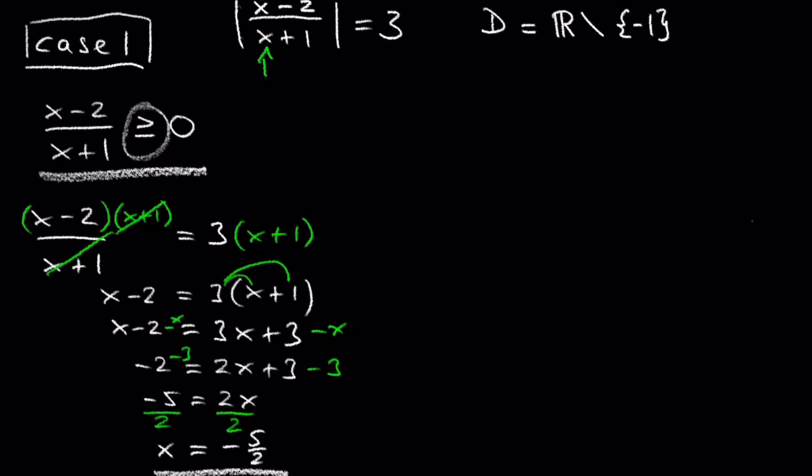One thing we have to check now is if negative 5/2 is allowed in our domain. Yes, it is. The only number which is not allowed is negative 1. The other thing we have to do is plug the negative 5/2 in our condition and see if that's true. So let's plug negative 5/2 instead of x in the fraction.